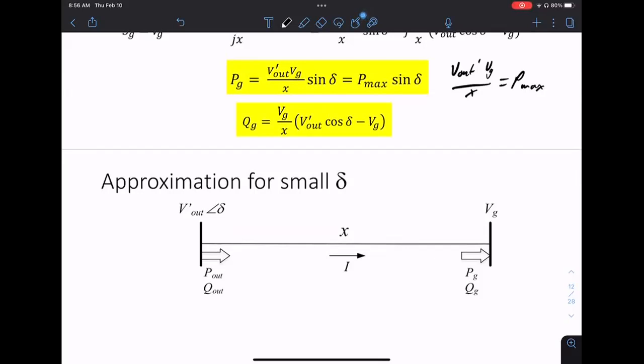Okay? So why is the angle small? Before talking about the small angle approximation, we need to think about why the angle is typically small in power systems. You actually hear that a lot, like, oh, the angle between two buses is small. Why?